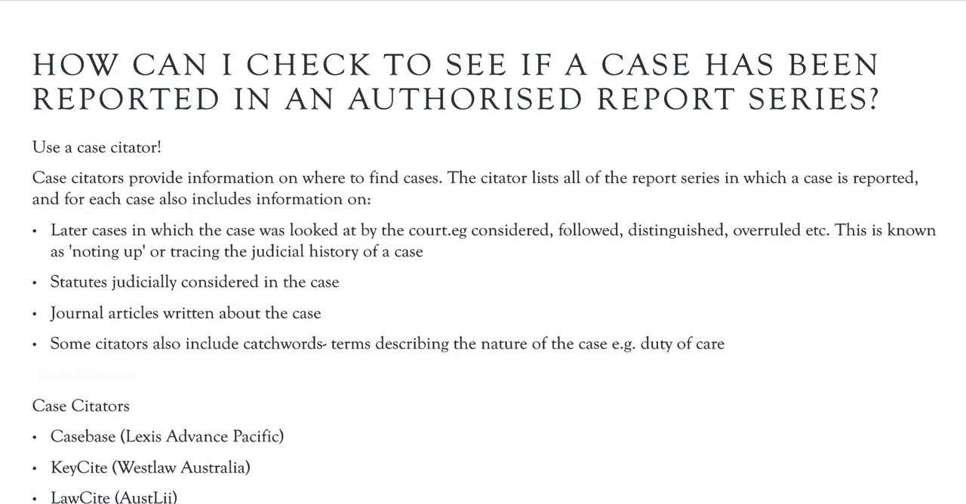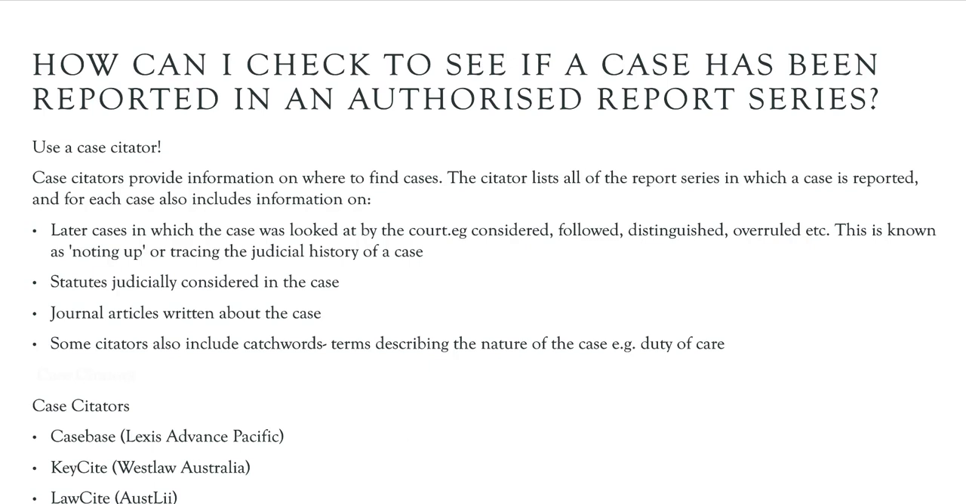Use what we call a case citator. Case citators provide information on where to find cases. The citator lists all of the report series in which a case is reported, and it gives you some great extra information. So later cases in which the case was looked at by the court, whether it was considered, followed, distinguished or overruled, really important when you're noting up or tracing the judicial history of a case.